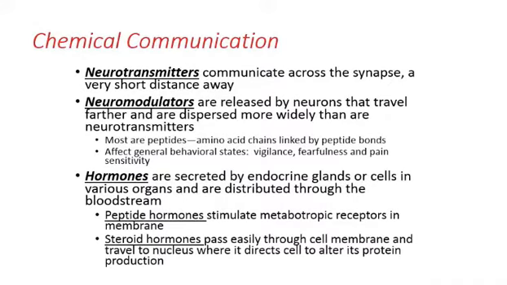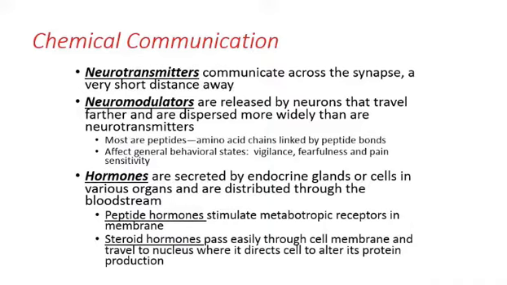So just some definitions. We talk about neurotransmitters and neuromodulators, and neurotransmitters communicate across a synapse only a very short distance away. Neuromodulators, by contrast, are also released by neurons, like neurotransmitters, but they travel a little farther and they're dispersed a little bit more widely than neurotransmitters. Most of the neuromodulators that we see are peptides, or amino acid chains that are linked by peptide bonds. Generally speaking, neuromodulators affect general behavioral states like vigilance, fearfulness, and pain sensitivity.